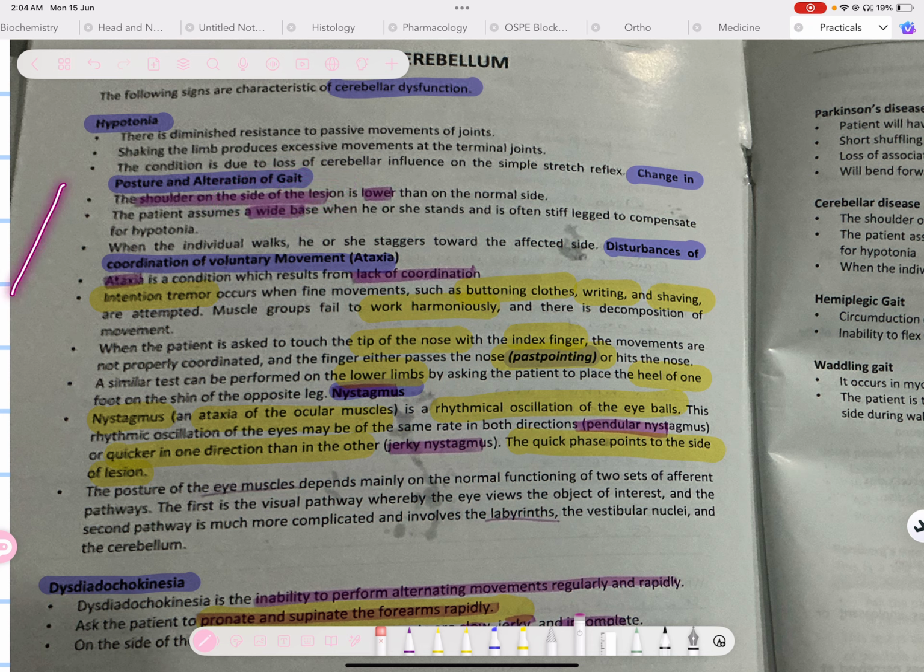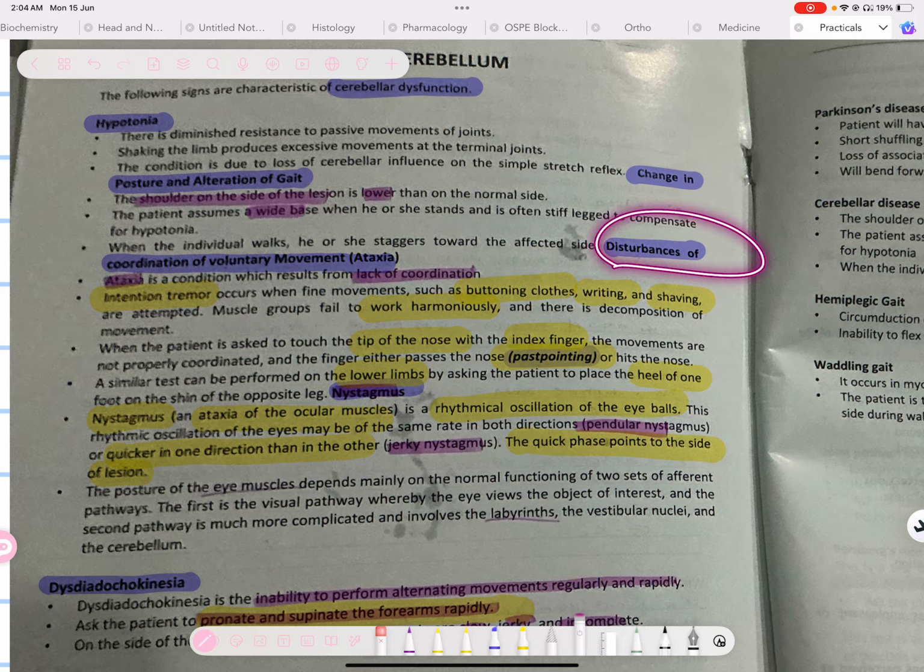And whenever the patient is standing, they will assume a very wide base. Their feet will be apart. So they'll assume a wide base in order to compensate for hypotonia, and their legs will be pretty stiff. Especially when they're walking, they'll be staggering towards the affected side. For example, if the lesion is on the right side, the right side shoulder will be lower, and also they'll be staggering towards the affected side. So this is your alteration of gait.